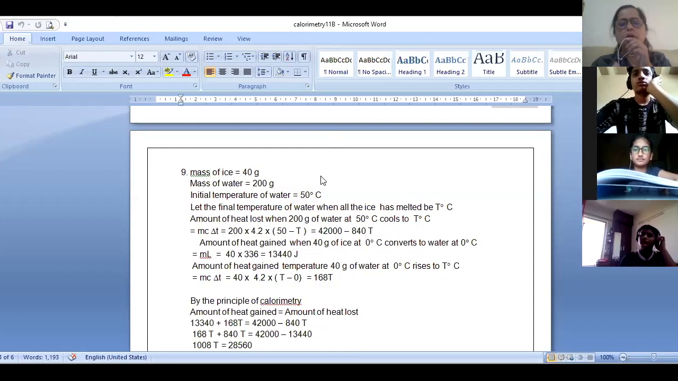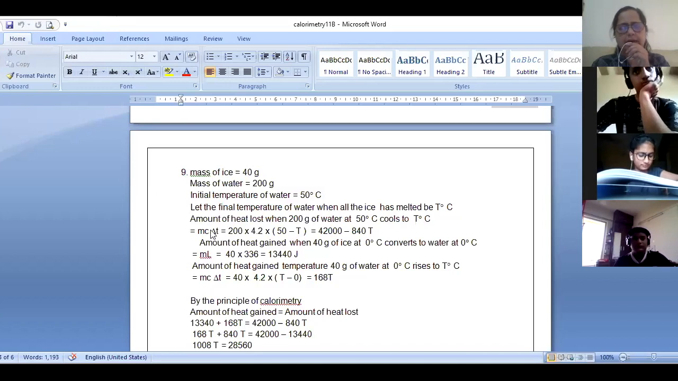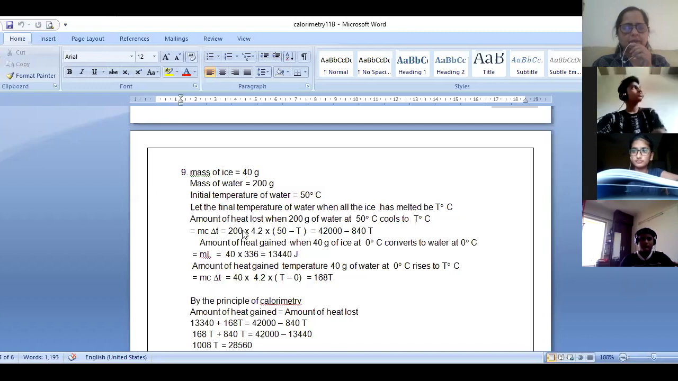So when the temperature of water comes from 50 degrees to T degrees Celsius, the amount of heat lost when 200 grams of water at 50 degrees Celsius cools to T degrees Celsius, the formula will be mc delta T, right? Now the mass is given as 200 grams. I'm taking the mass in grams.